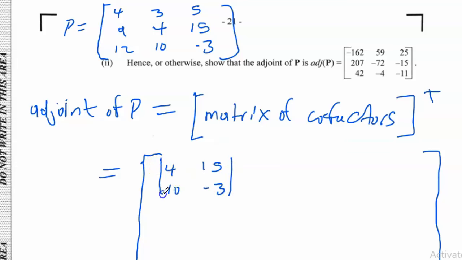And you're changing signs, alternating signs while you're doing so. The cofactor of 3, do the exact same thing. Cross out the row the 3 is in, cross out the column the 3 is in. You're left with 9, 15, 12, negative 3. I'm going to look faster now. The cofactor of the 5, that's 9, 4, 12, 10.